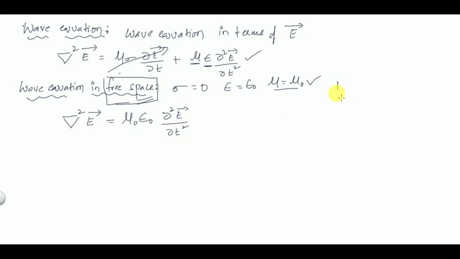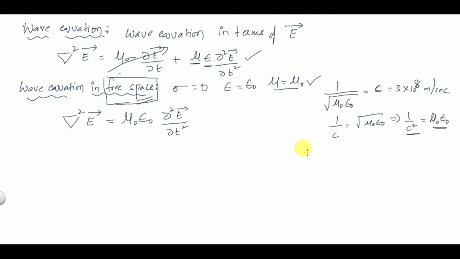We know that 1 by root of mu naught epsilon naught is c, the velocity of light, which is 3 into 10 to the power of 8 meter per second. So 1 by c is equal to root of mu naught epsilon naught. Squaring on both sides, 1 by c square is equal to mu naught epsilon naught. So in place of mu naught epsilon naught, we can substitute 1 by c square.